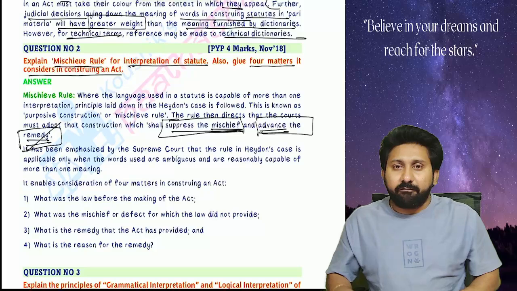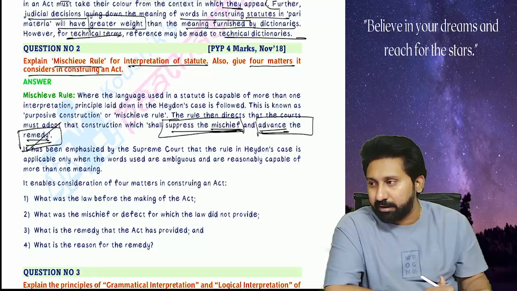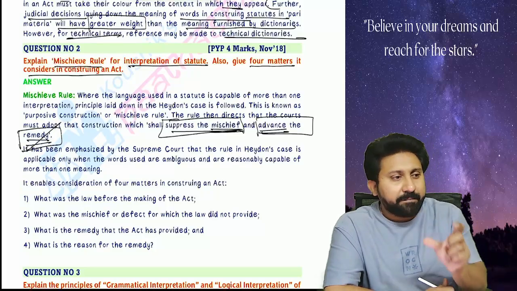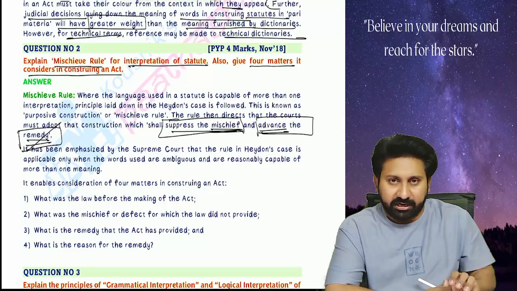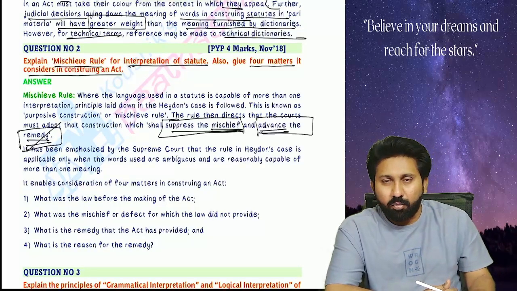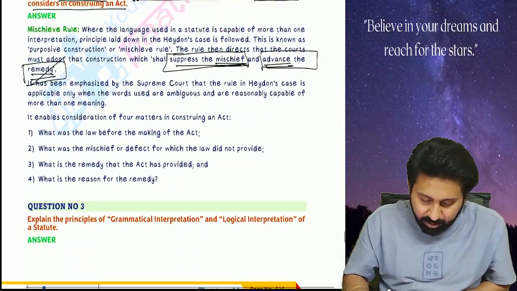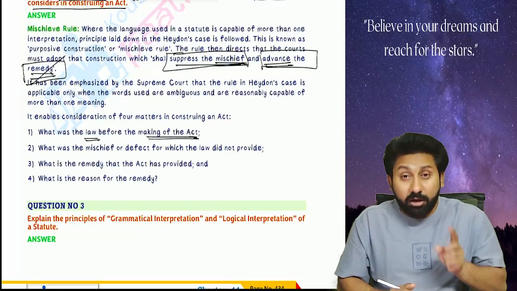Listen. Whenever a particular word has two or three meanings assignable, meaning for a particular word I can give two or three ways of interpretation, in that case the court has to give the right interpretation for the words used. What is the right interpretation for the word? Four questions you have to answer. What was the law before making the act?